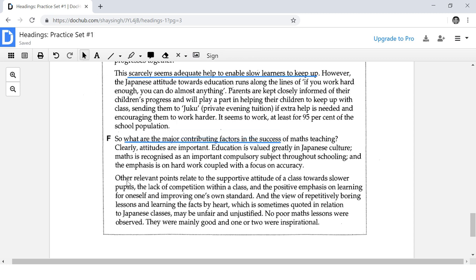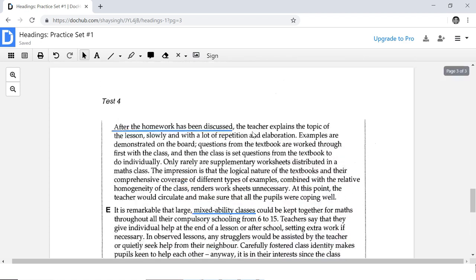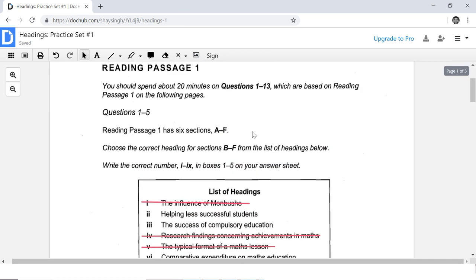Here we have our second paragraph. Other relevant points relate to the supportive attitude of a class towards slower pupils, the lack of competition within a class, and the positive emphasis on learning for oneself and improving one's own standard. Well, this here just seems to be giving us more information about the major contributing factors to success. It's just telling us why the classes are successful. It's giving us more concrete examples and it's giving us more details on why these classes are successful. So let's see if we can find something related to that.